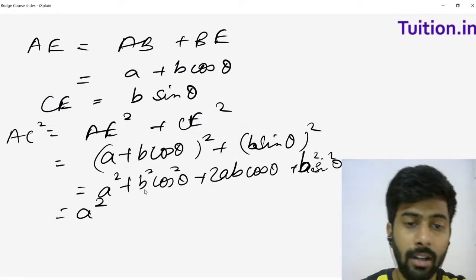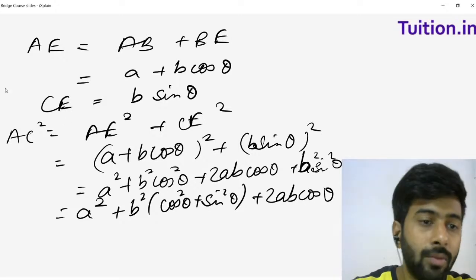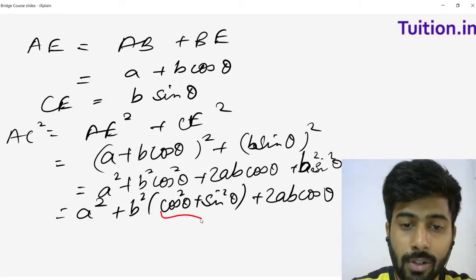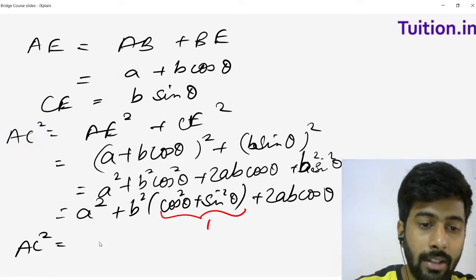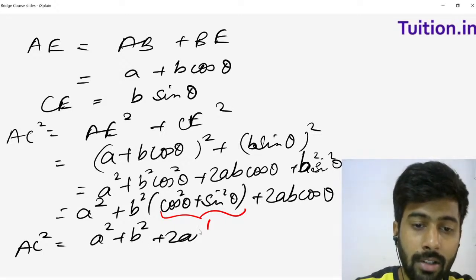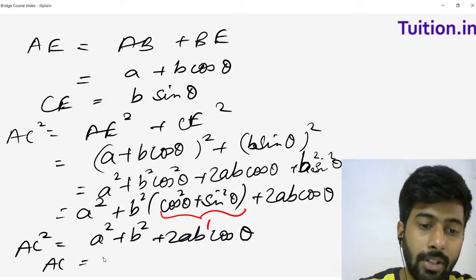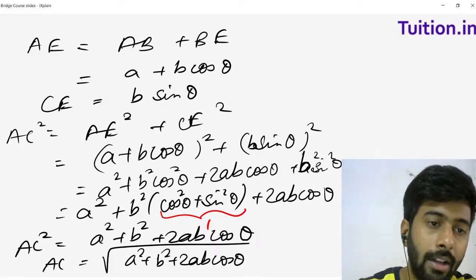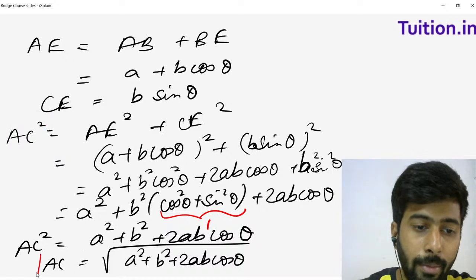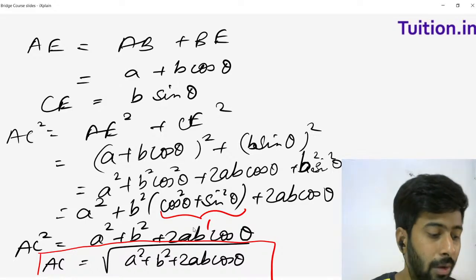So, A square plus, can I take B square common here and I'll get cos square theta plus sine square theta, plus 2AB cos theta is there. You guys would know from your 10th class trigonometry that sine square theta plus cos square theta should be equal to 1. So AC square is nothing but A square plus B square plus 2AB cos theta. Correct? So AC is nothing but square root of A square plus B square plus 2AB cos theta. This formula is something that you will have to remember. And I'm not asking you to remember it blindly. I've shown you how it's derived.